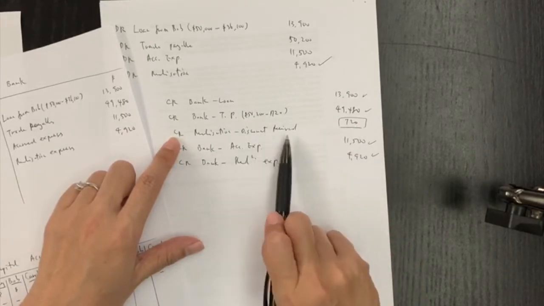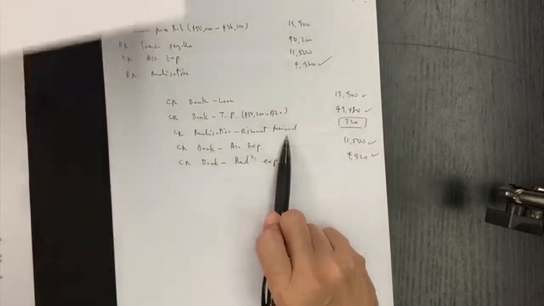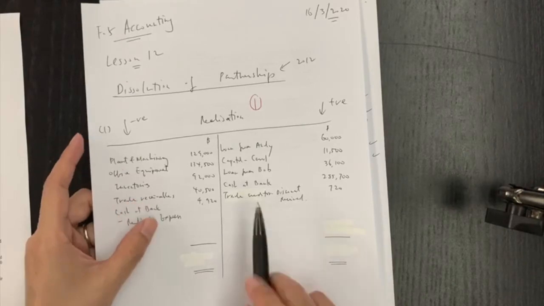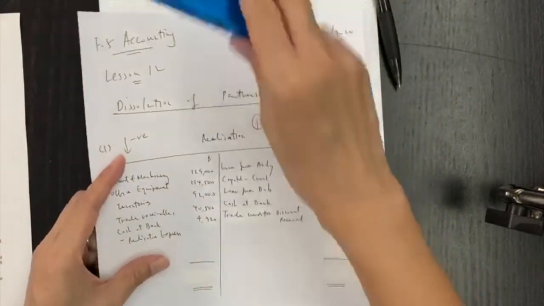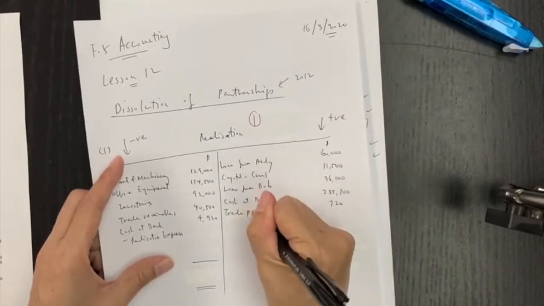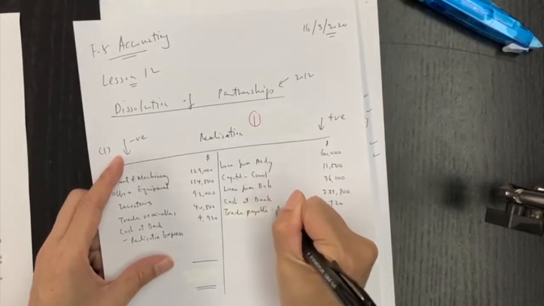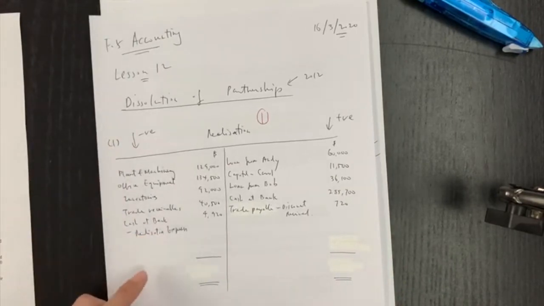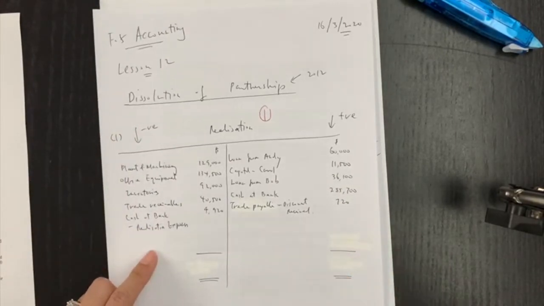Okay, finally, what is this? 720 discount received, which is a good thing in the realization account. So therefore, I have this 720 trade payable. Always follow the name given to us. So trade payable and discount received. All right, so that's all about the posting and the double entry.